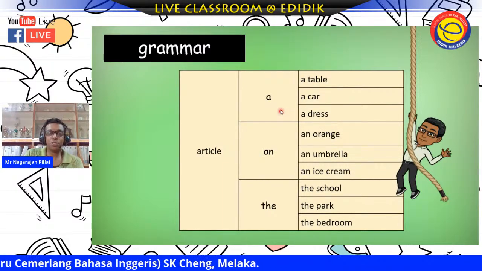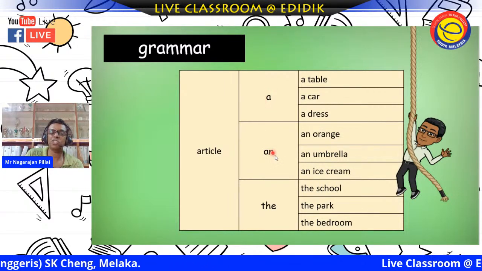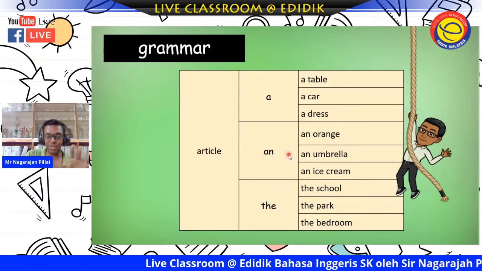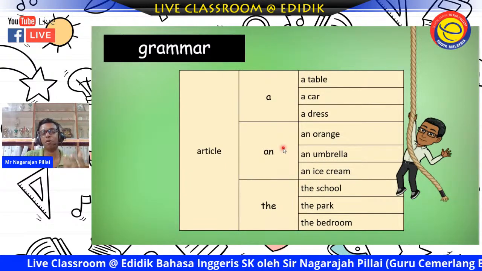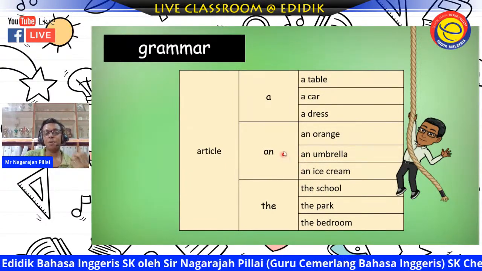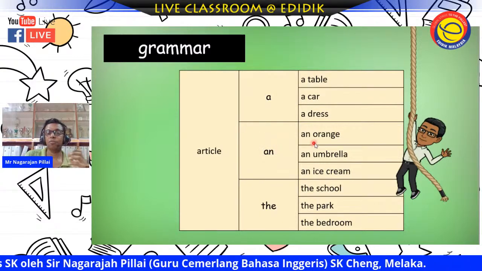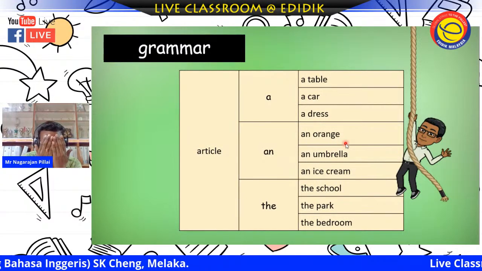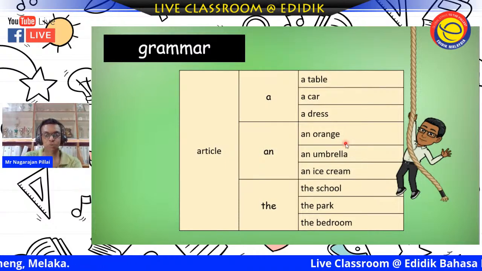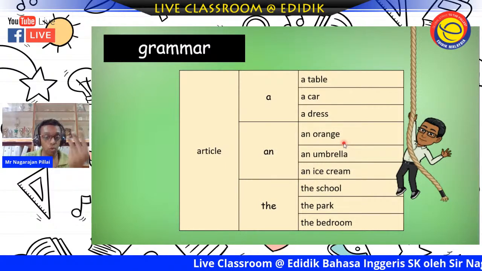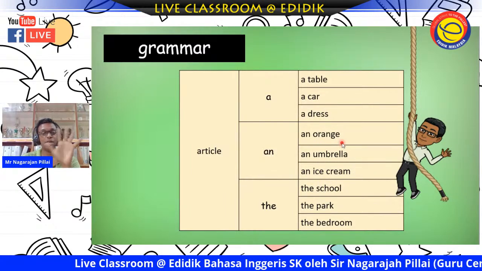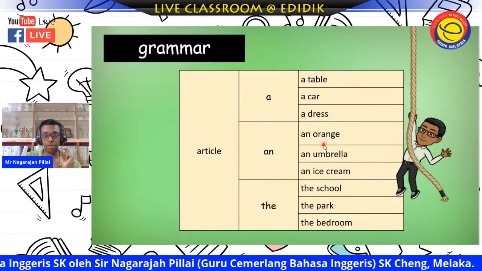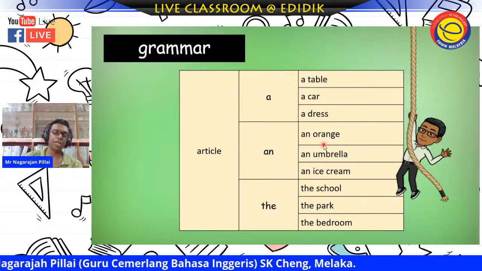Okay, so when do you use a? When do we use an? And when do we need to use the? A and an have similar usage. We use a and an for singular noun, singular subject. Okay, but we use an for any words that start with a vowel. You know vowel? A, E, I, O, U. Stop. Okay, those are vowels. A, E, I, O, and U. We have 5. So for example, if we have one orange, we say an orange. If we have one umbrella, an umbrella.